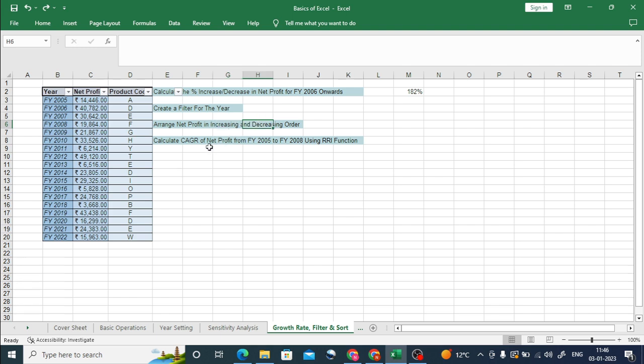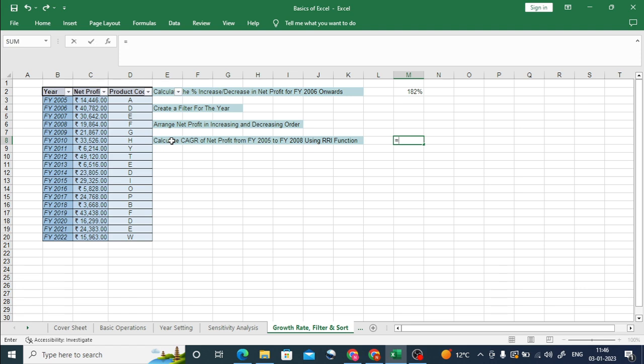Now let's say you are asked to calculate the CAGR. CAGR is compounded annual growth rate, right? So how to calculate the compounded annual growth rate? You are being asked in this particular prompt, calculate CAGR of net profit from financial year 2005 to financial year 2008 using RRI function. So we have to calculate the compounded annual growth rate of net profit from financial year 2005 to financial year 2008.